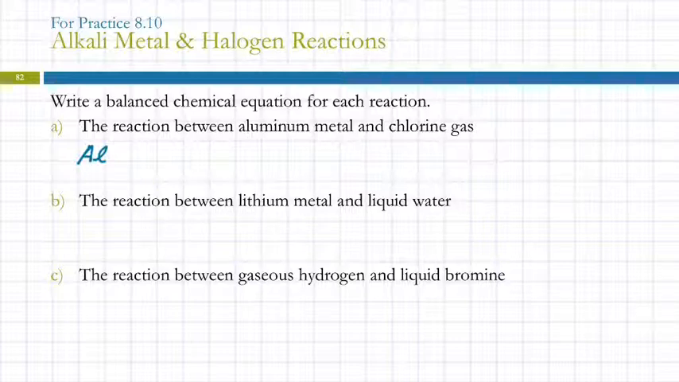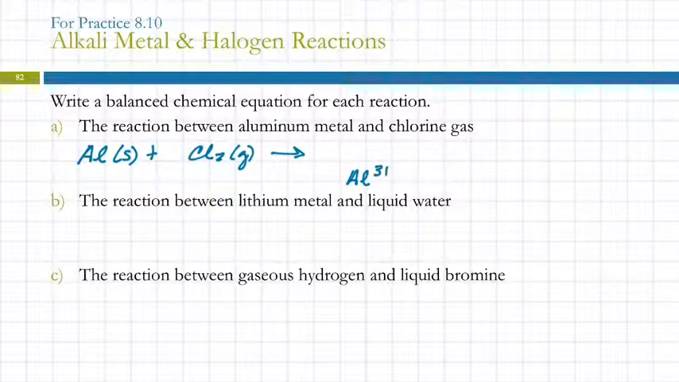So aluminum and chlorine gas. Chlorine is a diatomic element. So a metal and a nonmetal, is this going to be a molecular compound or ionic? It's going to be ionic. So then we're going to predict the formula based on the charges of the ions. What charge does an aluminum ion have? +3. It's in group 3. How about chlorine? Chloride is -1. So based on those charges, we can predict the formula of aluminum chloride, AlCl3.